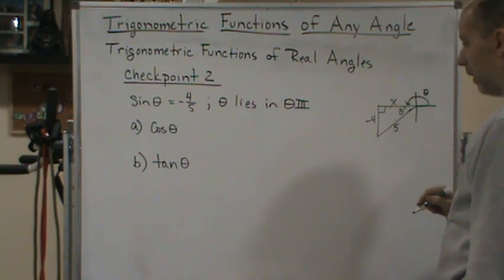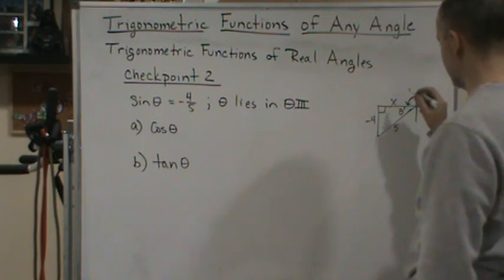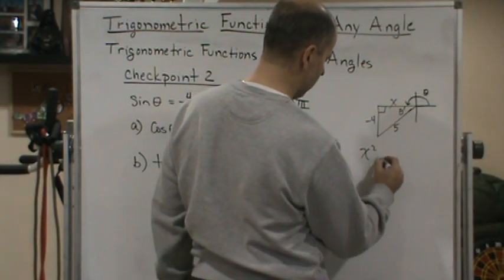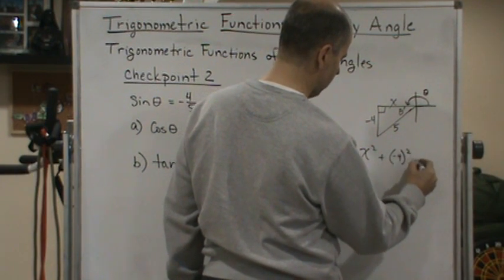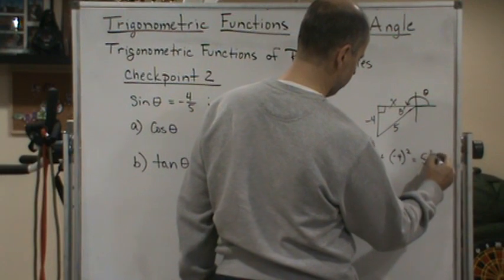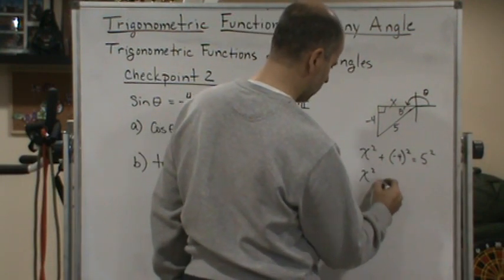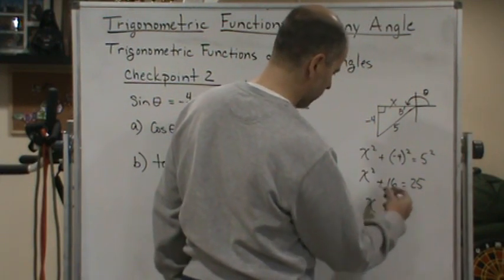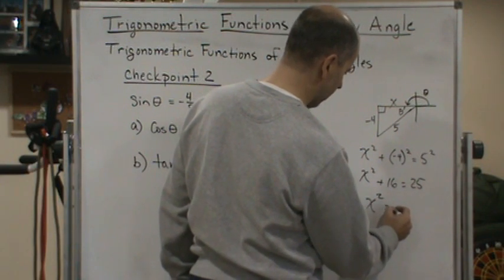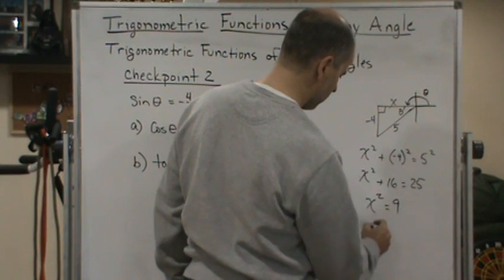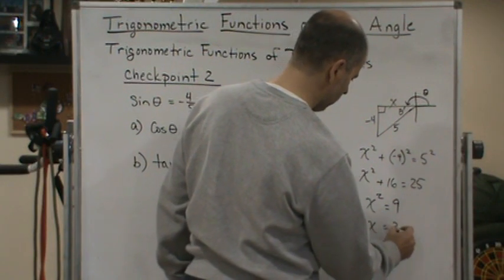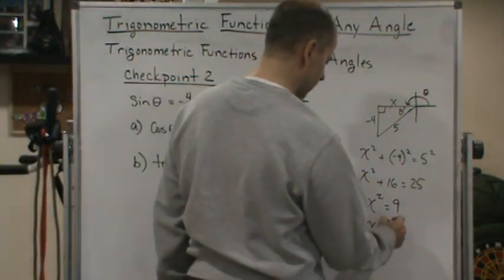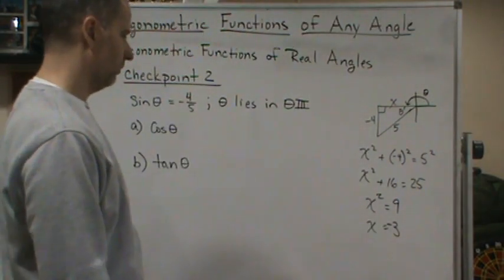Okay, so now find x. So that's where we're going to use the Pythagorean theorem. So let me do it this way. So again, it's going to be x squared plus -4 squared is equal to 5 squared. Okay, so we get x squared plus 16 equals 25. And so of course, if we subtract 16 from both sides, we get x squared is equal to 9. And so that tells us that x is equal to 3. Okay? Now in this case, again, x is negative. So it's going to be -3. So now we got x.